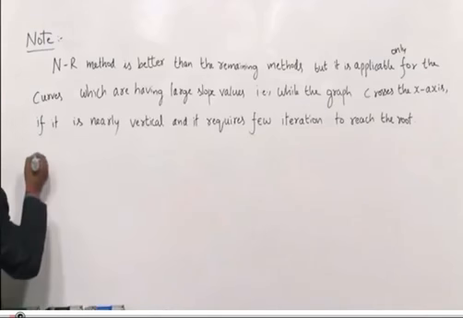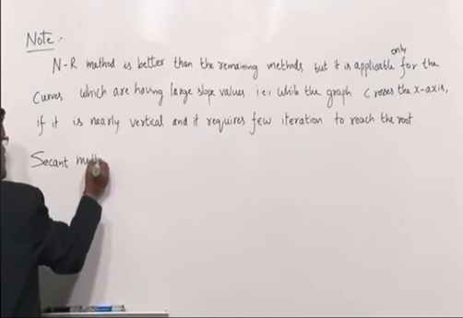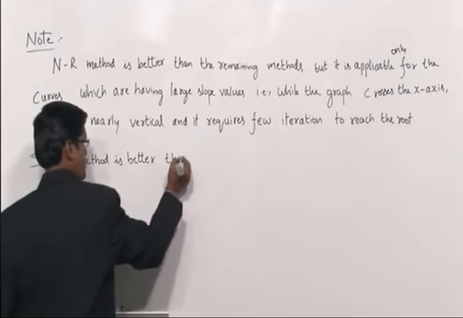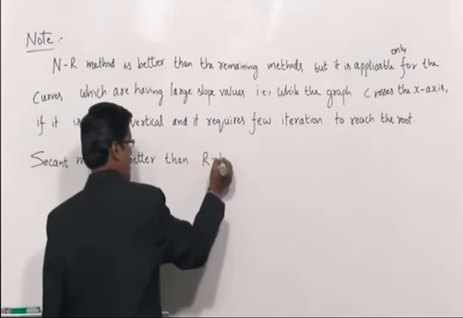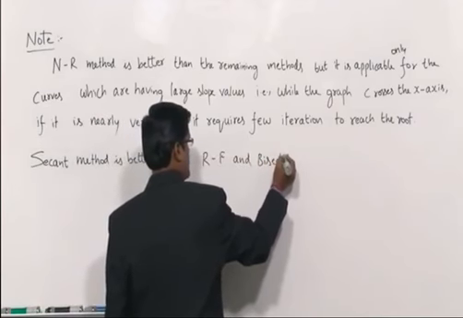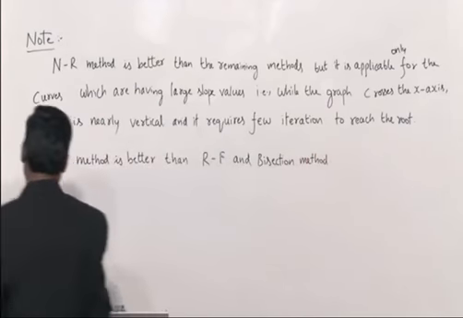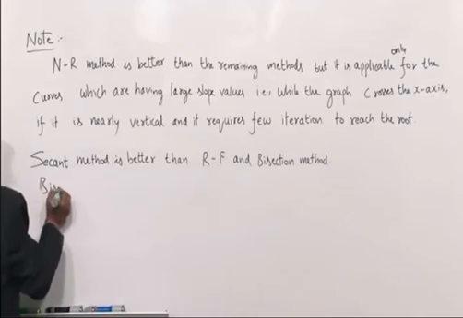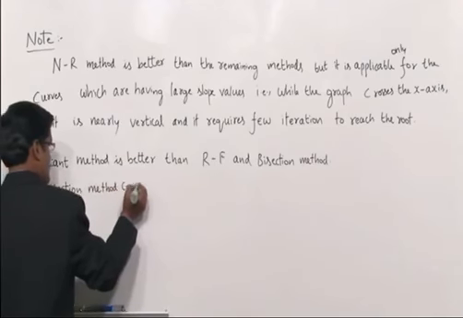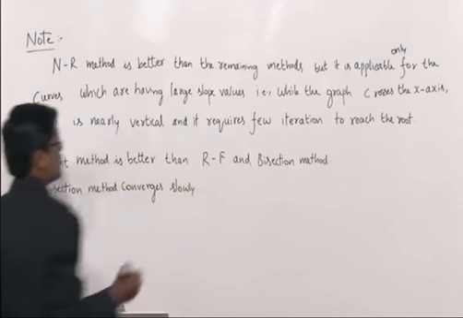Next, secant method is better than RF, regula falsi, and midpoint method, that is bisection method. Bisection method converges slowly. These are the note points.